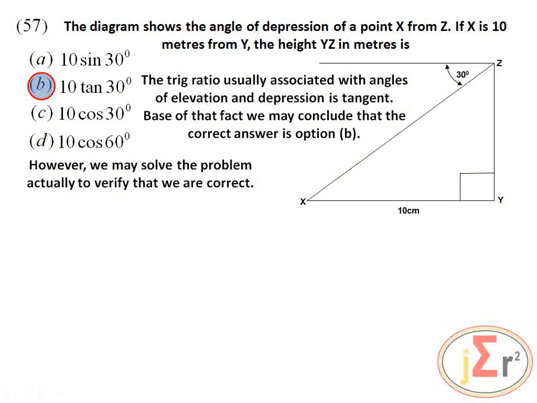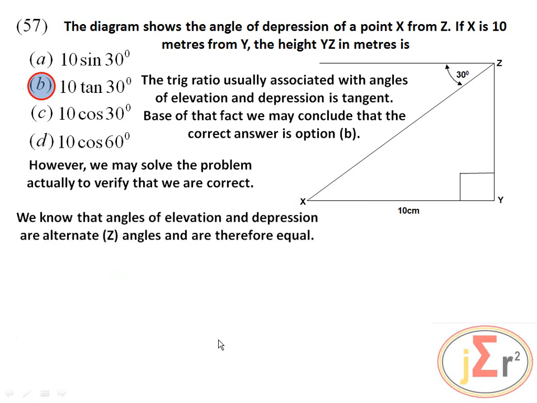However, we may solve the problem actually to verify that we are correct. We know that angles of elevation and depression are alternate angles that are called Z angles and are therefore equal. Like that. So we have another 30 degrees angle right there. The height YZ in meters. This is the height that we are trying to find.